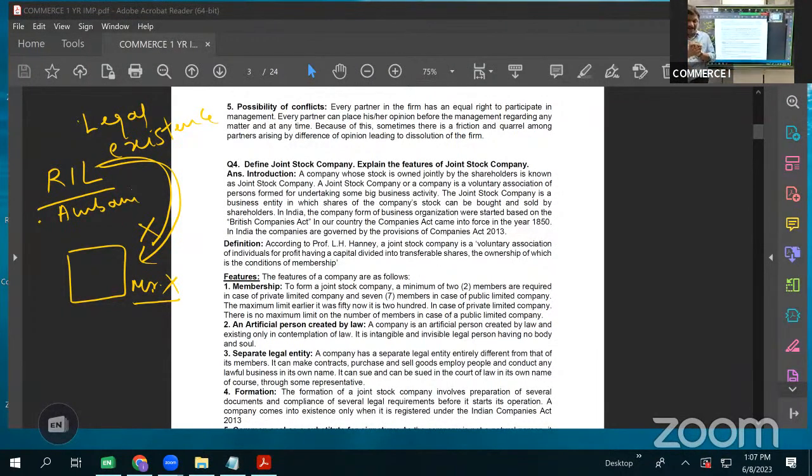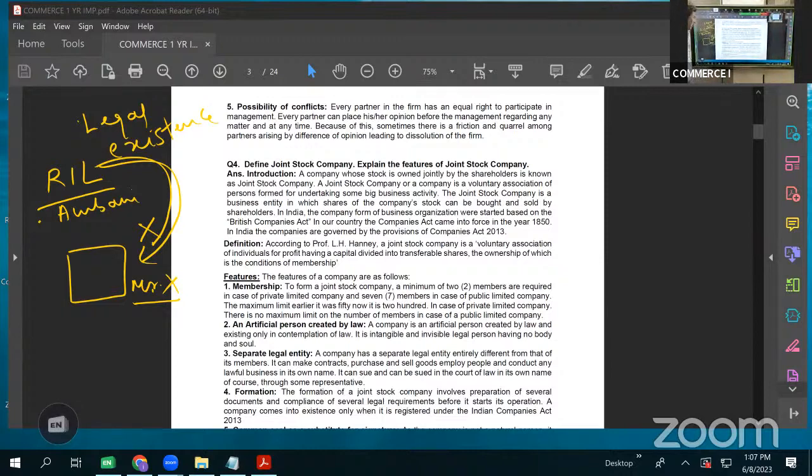Though it is not having a physical existence like we have, like me. I'm a natural person. We are all natural persons. We do have natural and physical existence. But a company has no physical existence. It does not exist naturally. It is artificially created by law. So that is a very important feature of a company, right?